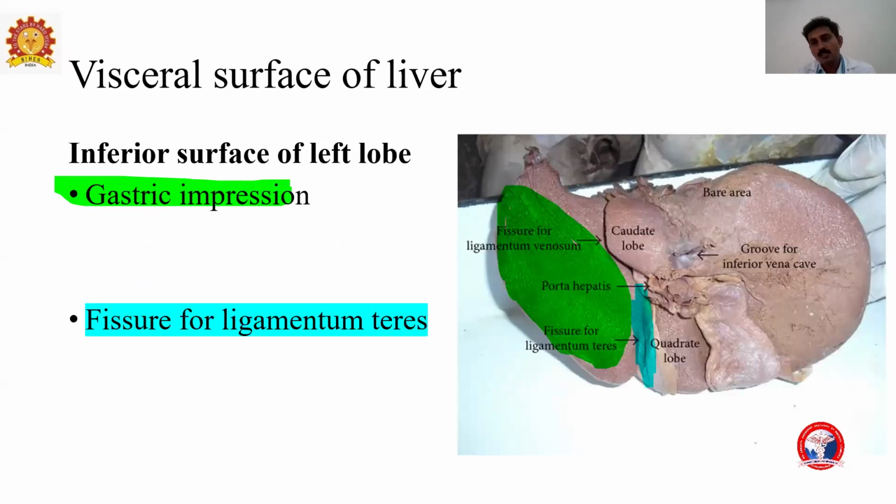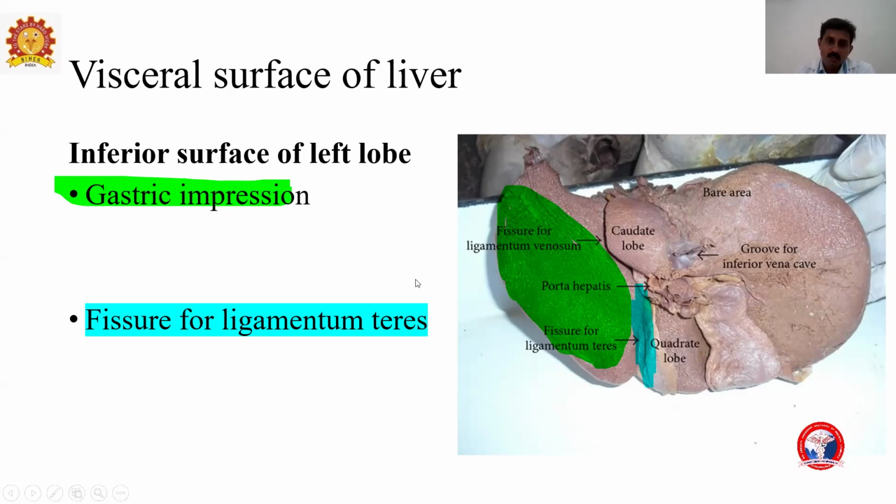We'll see one by one. So first is the inferior surface of the left lobe. What is the left lobe? This part is the right lobe. This is the left lobe. This major impression is formed by the stomach. The stomach forms an impression on the left lobe of the liver, that is called gastric impression. Now, which part of the stomach? Fundus and the body of the stomach make an impression here, that is called gastric impression.